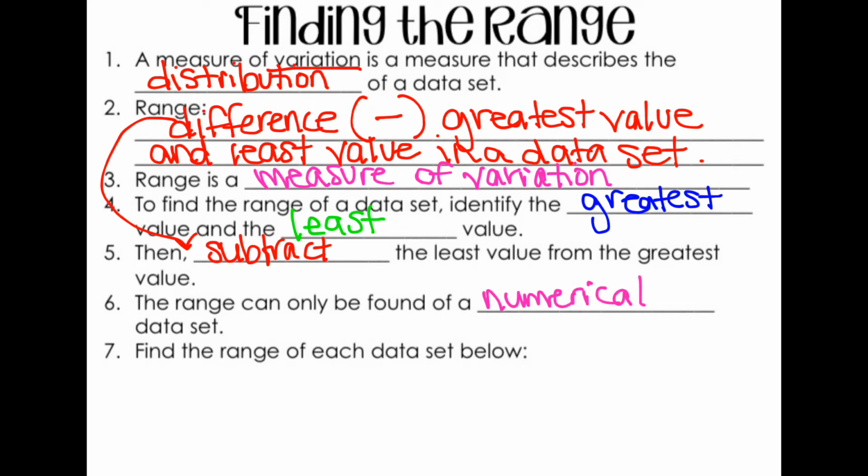The range can only be found from a numerical data set because we cannot subtract green from purple or red from blue. That doesn't make sense. I don't know how we would do that. Or yes from no. We can only subtract numbers. We are going to now find the range from some data sets to practice.